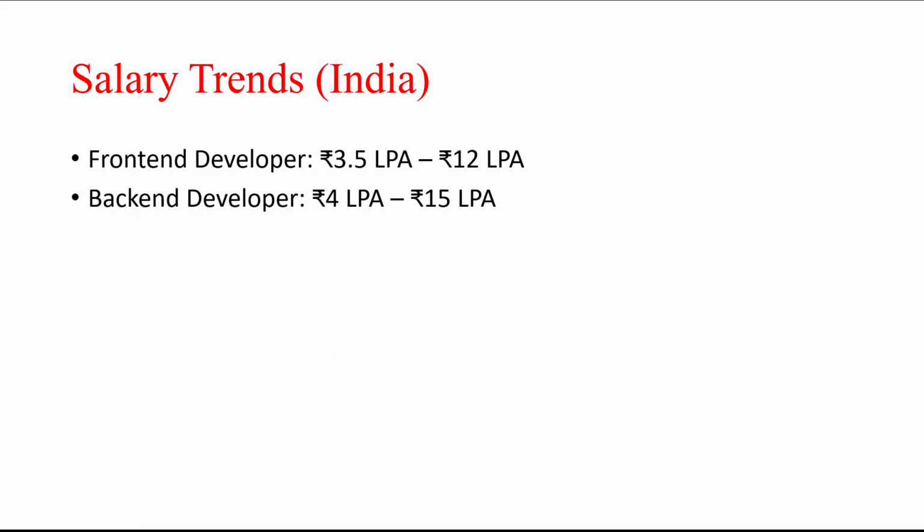Let us briefly look at salary trends in India. Front-end developers typically earn between 3.5 to 12 lakh per annum depending on skills and experience. Backend developers usually earn between 4 to 15 lakh per annum. Full stack developers often receive even higher packages because they work across multiple technologies. However, salary mainly depends on practical skills, project experience, problem solving ability, internship experience, and communication skills. So, focus more on learning and building projects consistently.